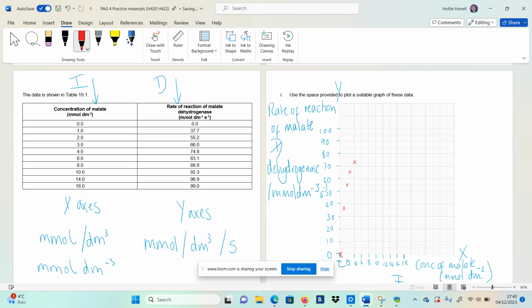Be careful, then it jumps to 6, 83.1. 8, 88.9. 10, 92.3. 14, 96.9. So it jumps again over to 14, 96.9 and 18, 99. Okay, so we plot our points like that using neat little X's.